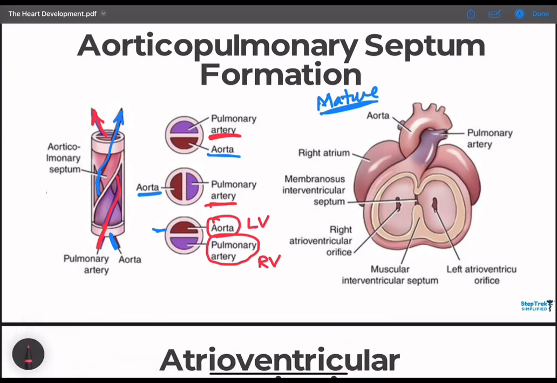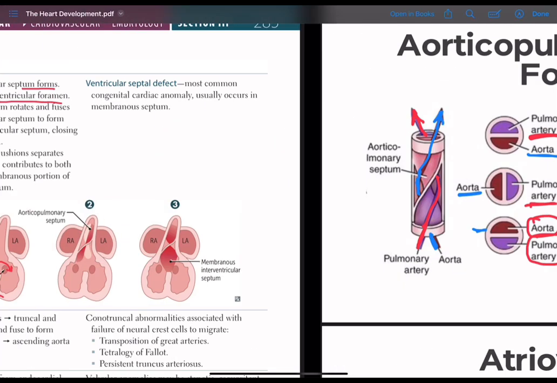Initially, the pulmonary artery connected with the right ventricle goes in front of the aorta, then it goes toward the left of the aorta, and at last it goes behind the aorta or under the aortic arch. This was all about aorticopulmonary septum formation.